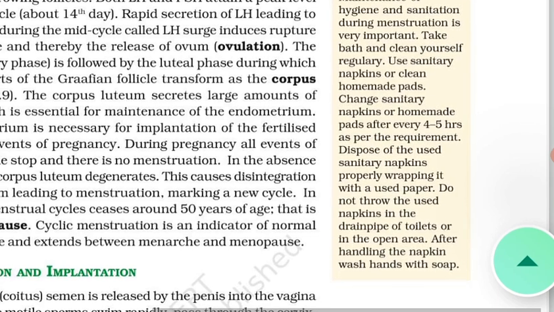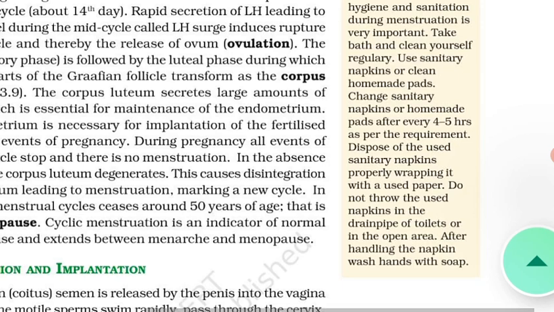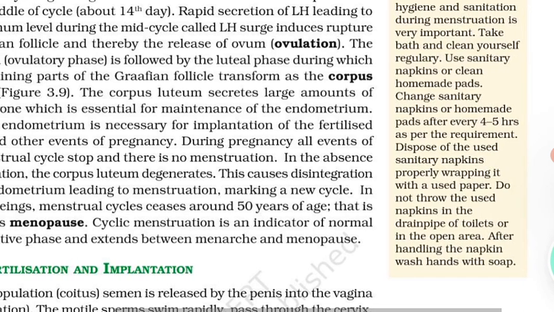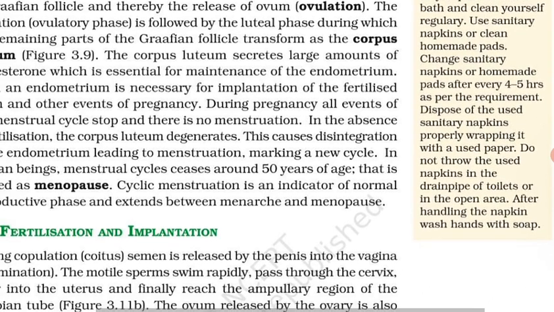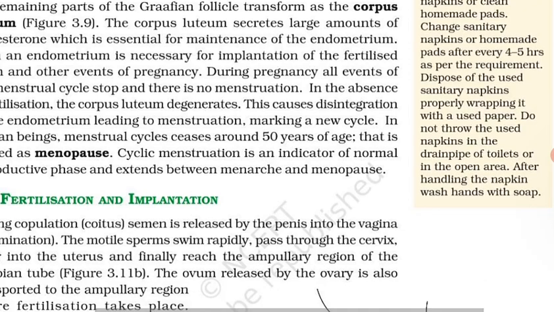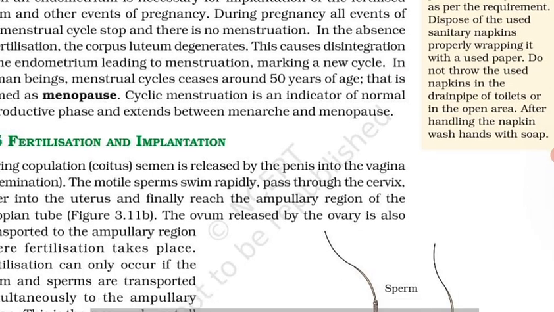The secretion of the acrosome helps the sperm enter into the cytoplasm of the ovum through the zona pellucida and the plasma membrane. This induces the completion of the meiotic division of the secondary oocyte.